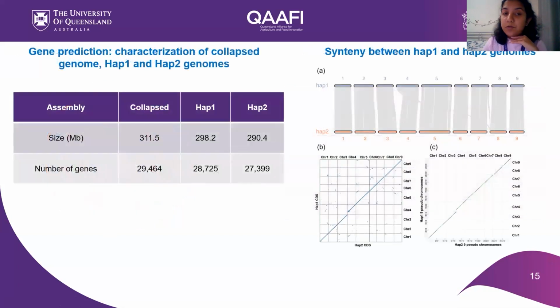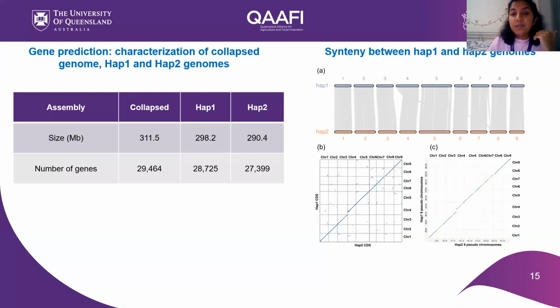Then we performed the gene prediction by BRAKER, and it revealed 29,464 genes and 32,009 transcripts for the collapsed genome. And we also annotated the 2 haplotypes. They are different from each other, and also with respect to the collapsed assembly in terms of the total size and the number of genes as well.